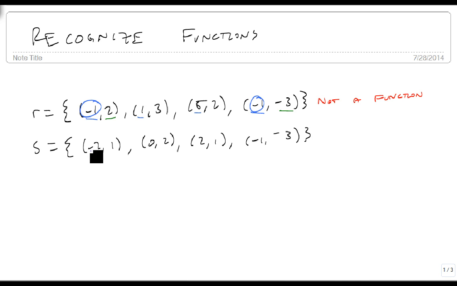Well, when we look at our second one, -2, 0, 2, and -1, none of those are repeated. That's all of them. So as long as this is all that's given to us, this is, in fact, a function. So all we're doing is looking at the x's and trying to find repeats or not.